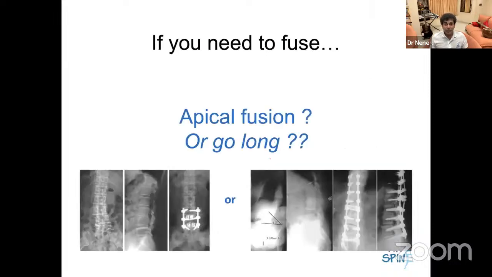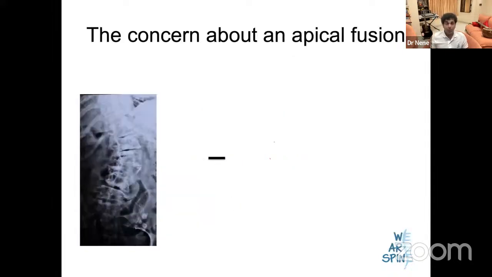And then the question is that if you need to fuse as per the criteria, would you like to do that small operation that's shown on the left? Or would you like to commit yourself to this big, huge operation that's written on the right? So the simple answer to this question is that if the sagittal profile is going off, you should go long, because a short operation will not work. But if the sagittal profile is fine, you do a small operation, it will work, right?